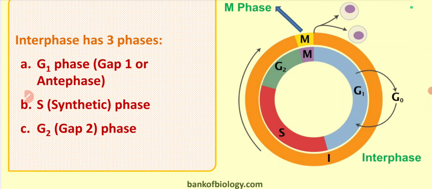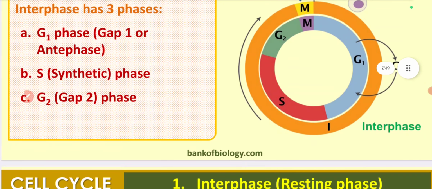Interphase has three phases: G1 phase or gap 1, synthesis phase or S phase, and G2 phase or gap 2 phase. In your NCERT, two more terms are given, that are karyokinesis and cytokinesis. Karyokinesis means separation of daughter chromosomes and cytokinesis means division of cytoplasm. So interphase, also called the resting phase, is divided into three phases: G1 phase, S phase and G2 phase.